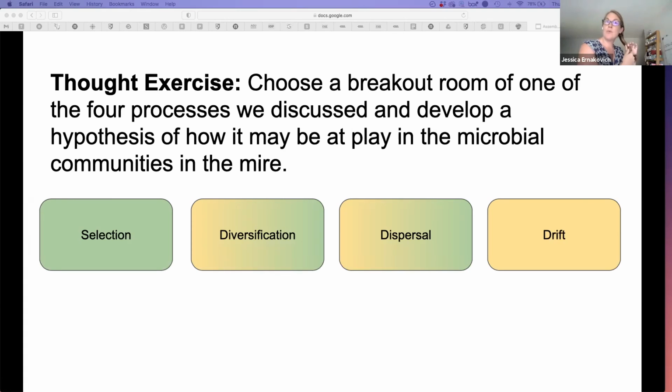So groups 1 and 2 will be selection, 3 and 4 will be diversification, 5 and 6 are dispersal, and 7 and 8 are drift. Sorry, I should have written something on the slide. Choose a breakout room for one of the four processes and develop a hypothesis of how it might be at play in the microbial communities in the mire. Put your notes and thoughts onto the Jamboard we have. We'll give you 10 minutes in your room, and then come back for some rapid fire with our last four.